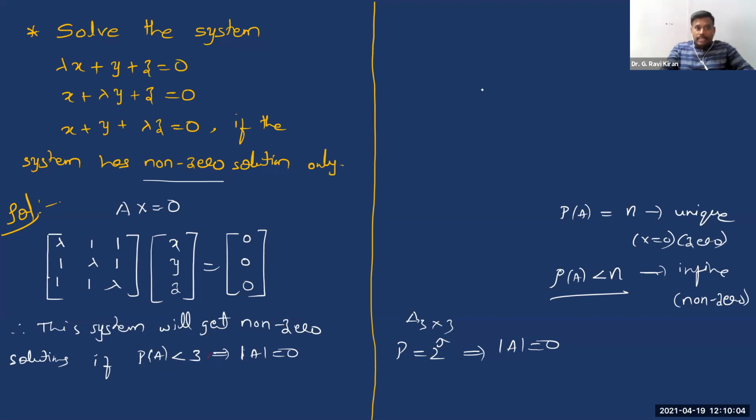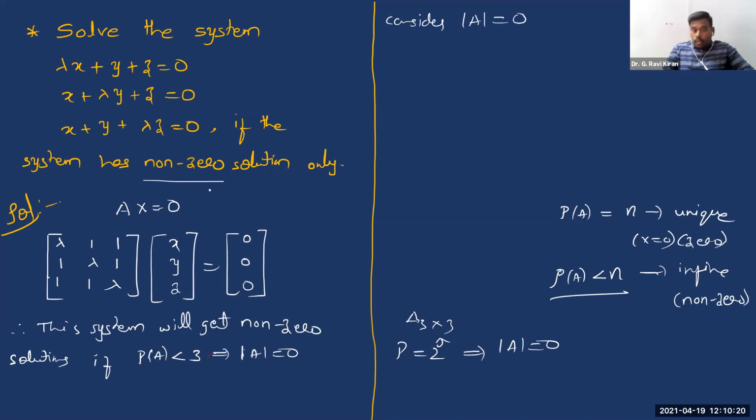And when rank is less than 3, definitely we need the determinant to be equal to 0. Now let us take this determinant and equate it to 0. Now consider this particular point to find out the value of lambda. Now see, what is the question here?